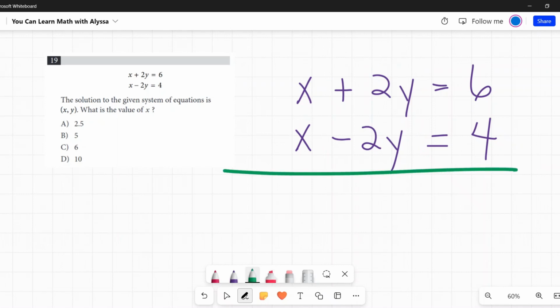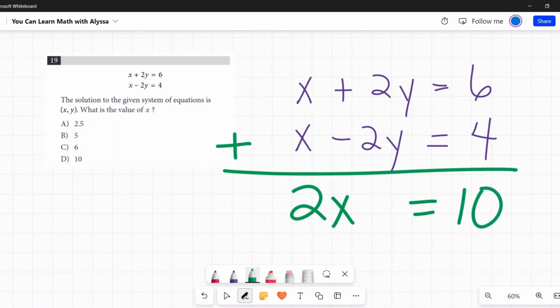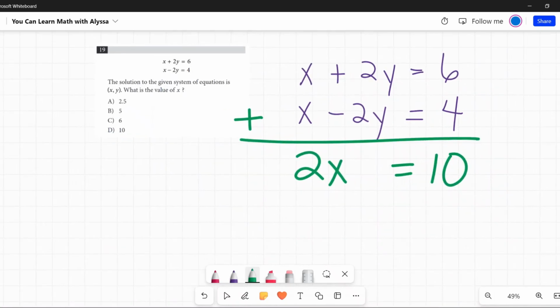So I'm going to add these two equations together. x plus x gives me 2x. 2y plus negative 2y cancels out. And 6 plus 4 is 10. So I am left with 2 times x equals 10.